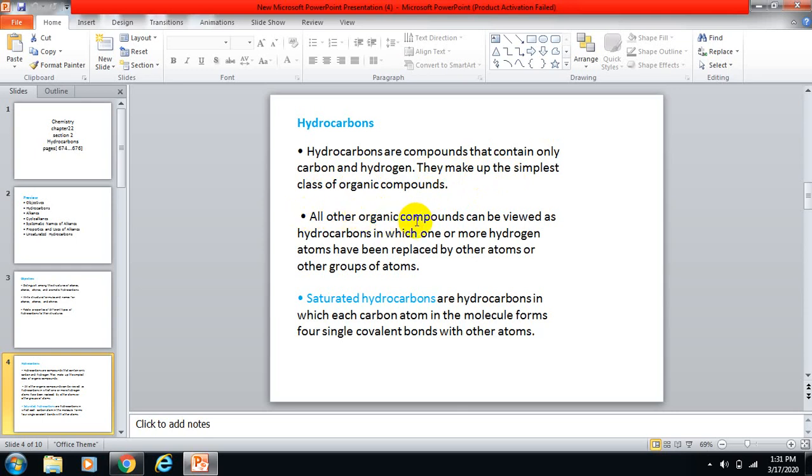All other organic compounds can be viewed as hydrocarbons in which one or more hydrogen atoms have been replaced by other atoms or other groups of atoms. Well, nice. Saturated hydrocarbons are the types of hydrocarbons in which each carbon atom in the molecule forms 4 single covalent bonds with other atoms. 4 single covalent bonds. Imagine 4.